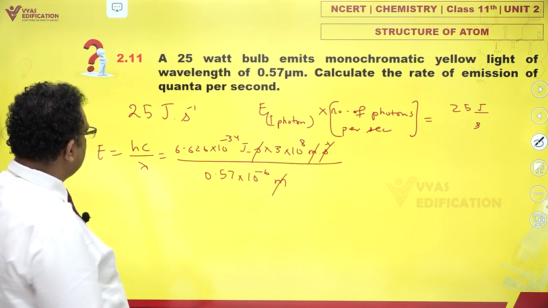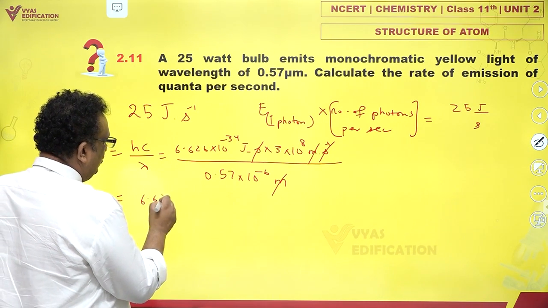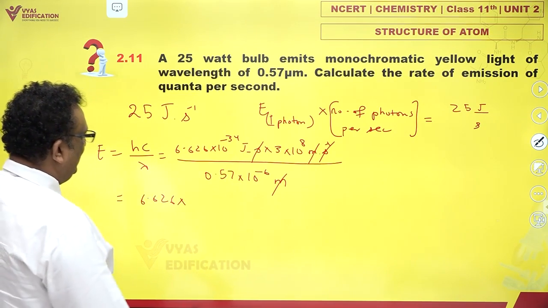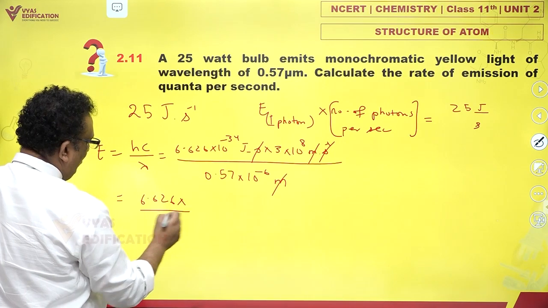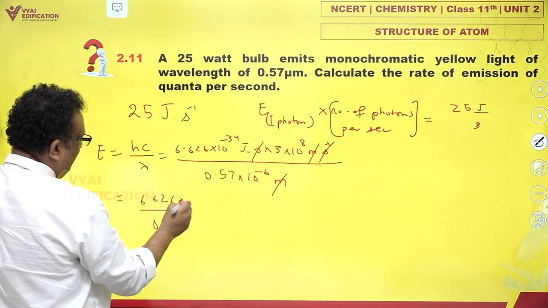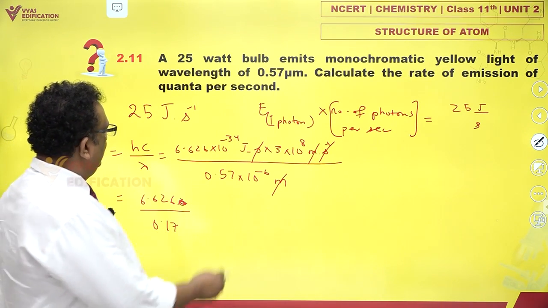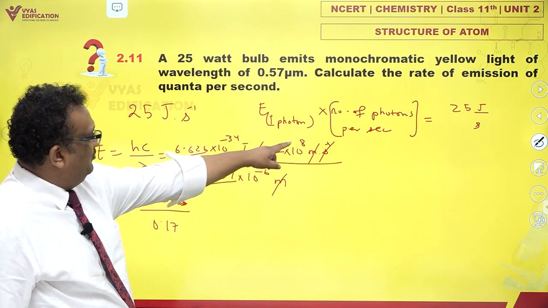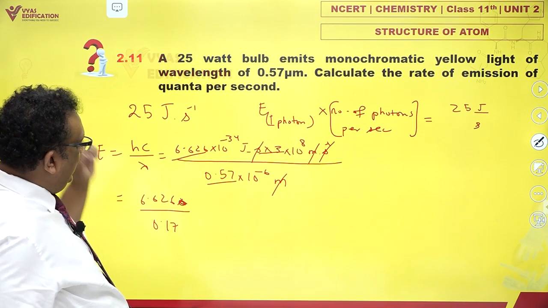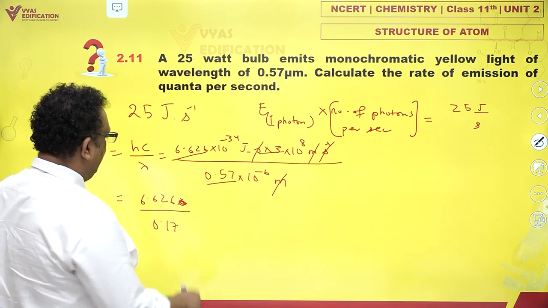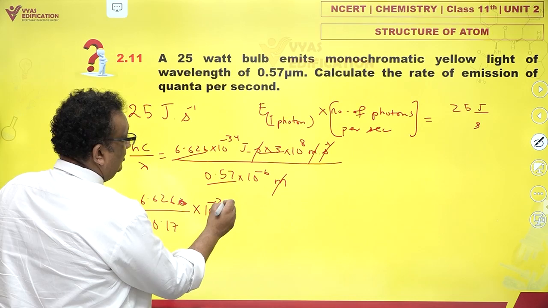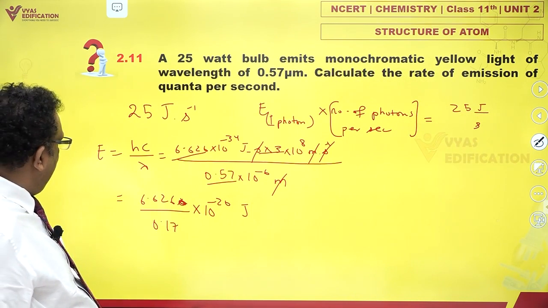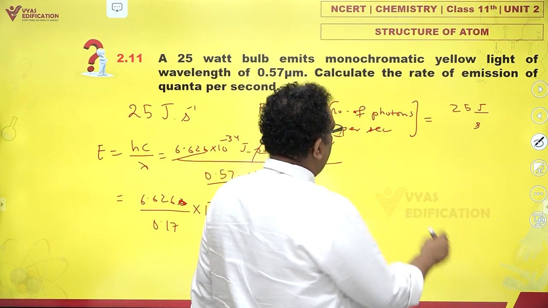Or just substitute. How much is this? This is 6.626 into, now 17 3s are 57. Let me just at least cancel out a few things. Let's say it is divided by 0.17. I have this number and this number. And this is 14, 10 to 14 and 34. That makes it into 10 to minus 20 joules. Pretty interesting.